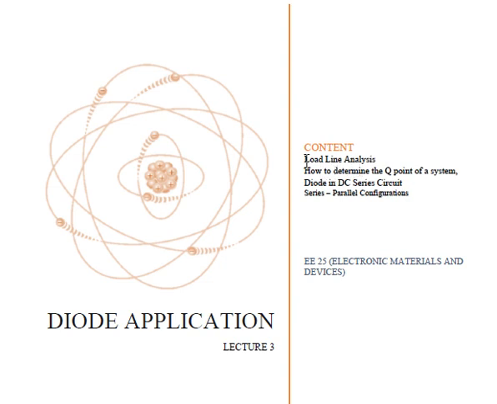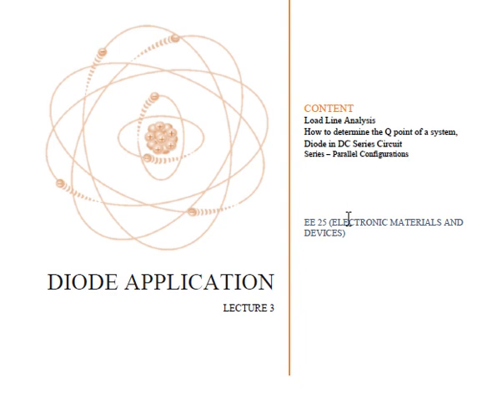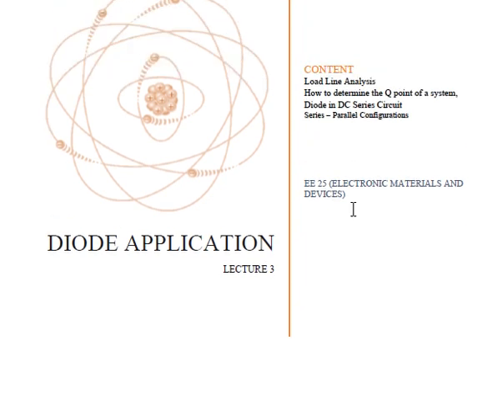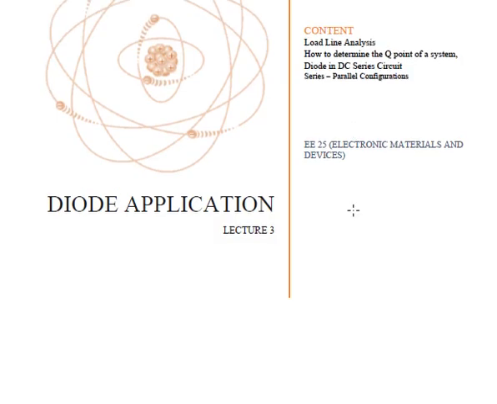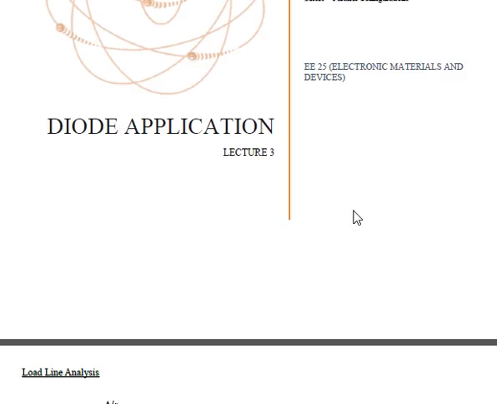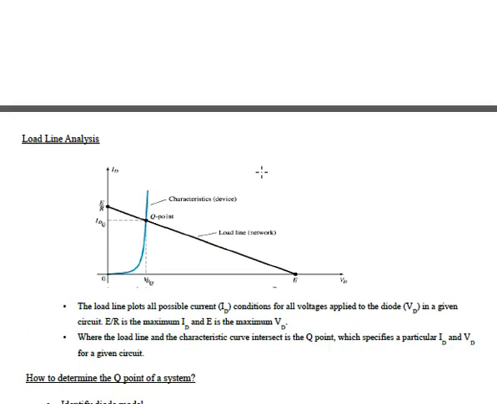This is for when there is a load that is being connected to the diode. We also have here how to determine the Q point of a system. We also have the diode in DC series circuit, and the series and parallel configuration. Last meeting we have just discussed the basic application, and we have not yet discussed how it applies in every phenomenon that we have now. So okay, let's go on.